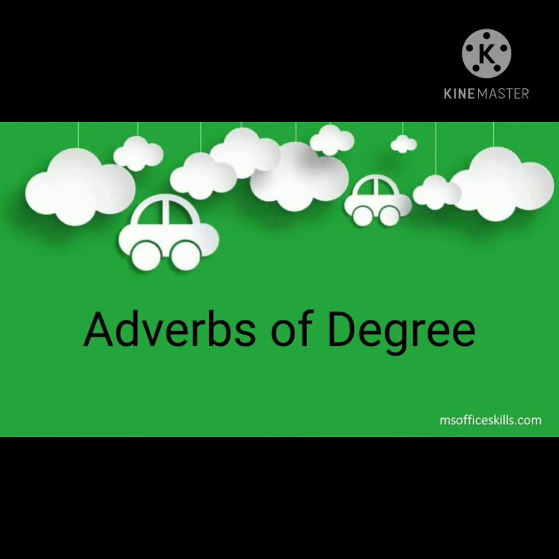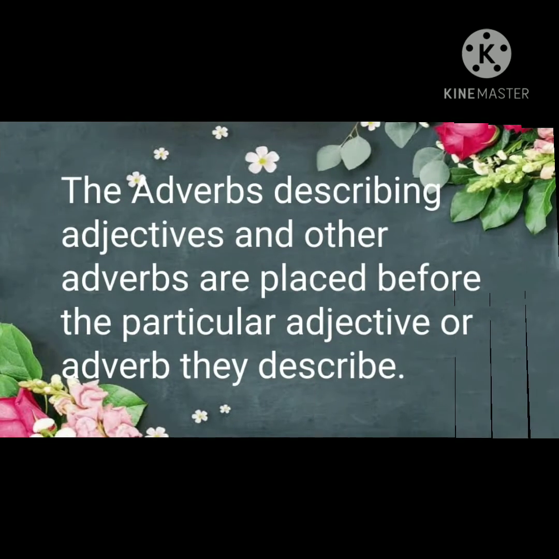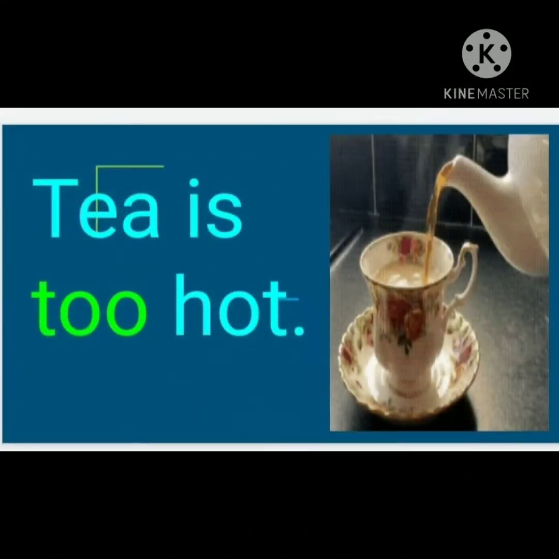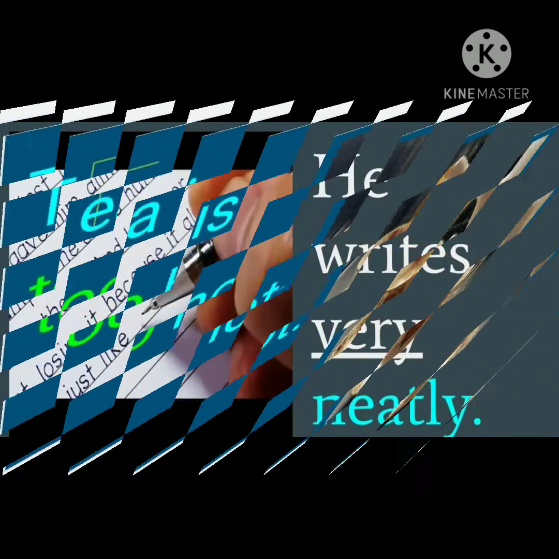Next are adverbs of degree. These adverbs describe adjectives and other adverbs and are placed before that particular adjective or the adverb which they are describing. For example, tea is too hot. Here, hot is the adjective which is described by the adverb too. That's why too is placed before the adjective hot.